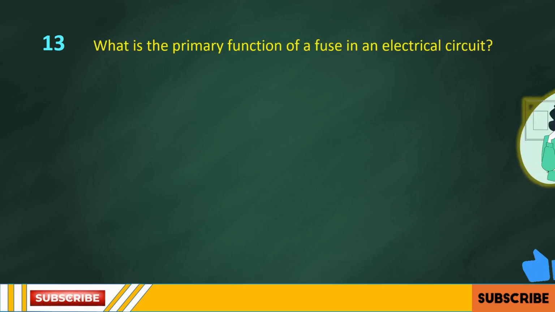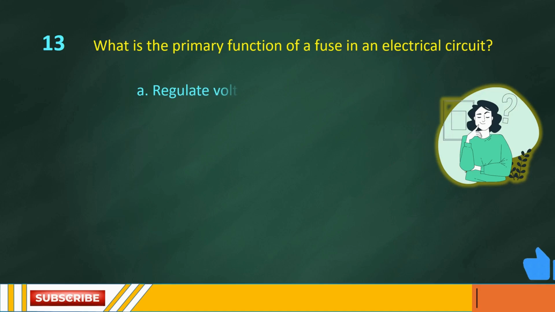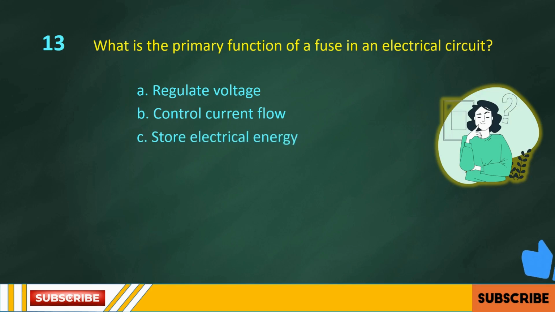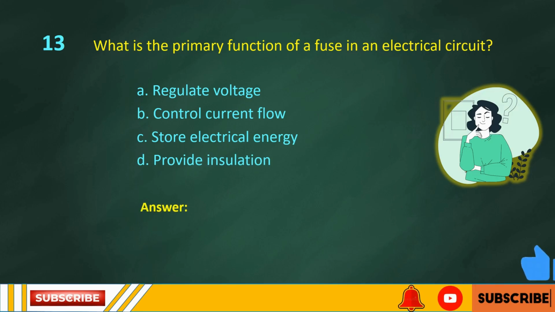What is the primary function of a fuse in an electrical circuit? A. Regulate voltage. B. Control current flow. C. Store electrical energy. D. Provide insulation. Answer is B. Control current flow.